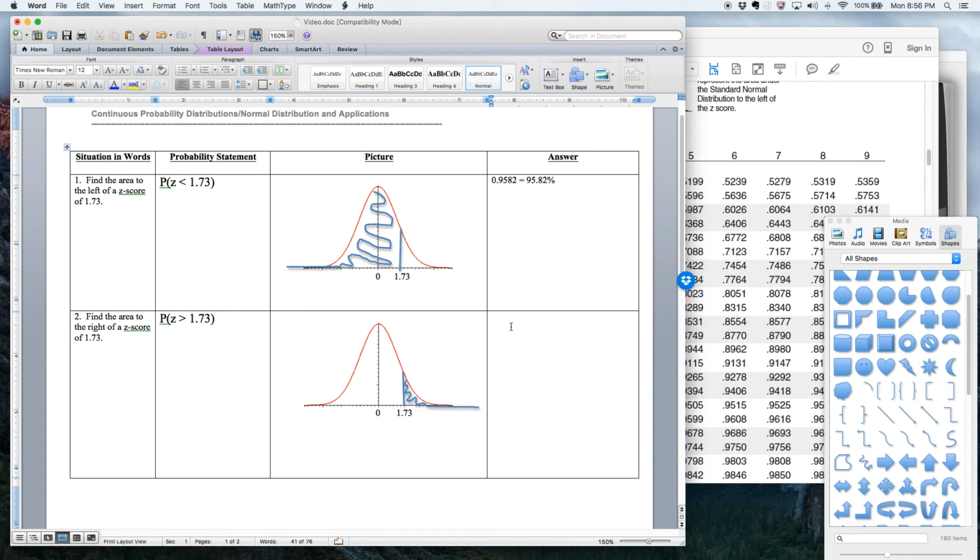So that answer, obviously, is going to be 1 subtract that prior area. So all we're going to have to do is 1 subtract 0.9582. All right, so let's type that in here. So 1 subtract 0.9582. All right, and that answer is 0.0418. So if you have the area on the left, you'll get the area on the right.